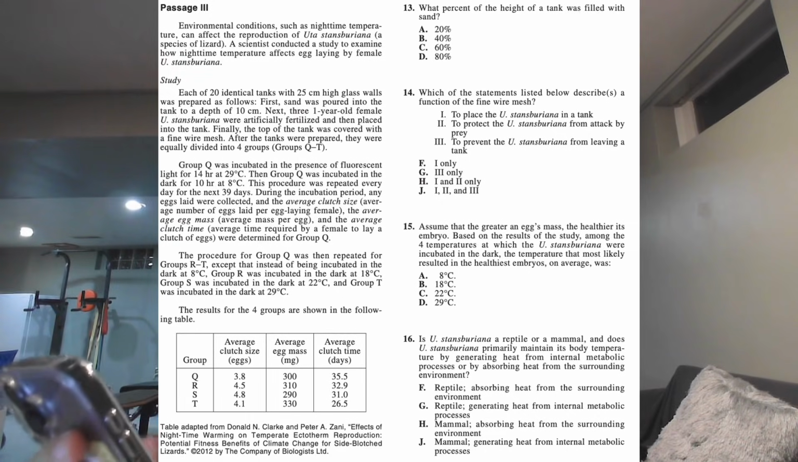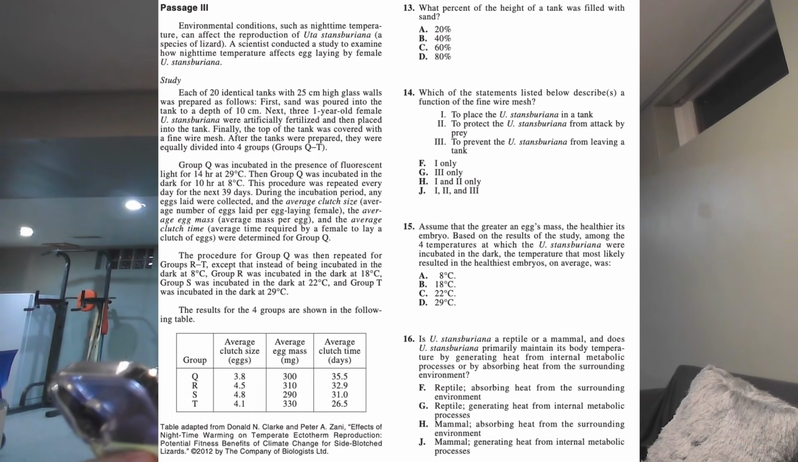All right, I'm going to put another passage up on the screen. Same procedure. So pause if you want to do it yourself or listen to the walkthrough. So same as always, skip the passage, go straight to the question. So question 13, what percent of the height of the tank was filled with sand? So we're looking for tank and sand. Those are key words. So let's skim the passage for tank and sand.